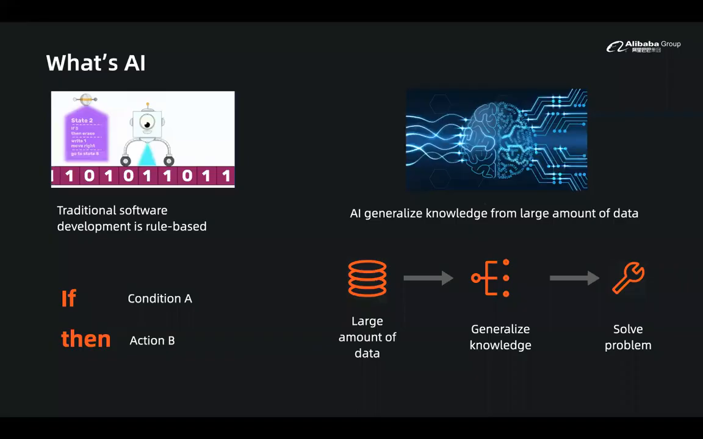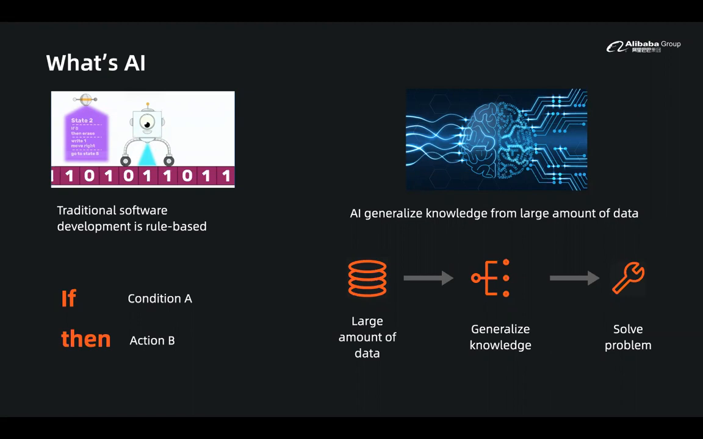programmed by the rule-based mechanism. And AI is a concept. It's simulating human intelligence and generalized knowledge from large amounts of data, and then to solve some kind of problem.